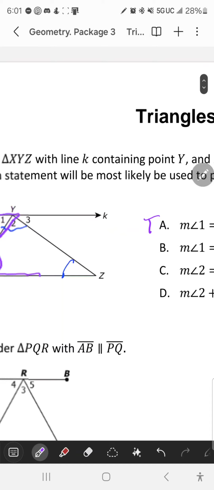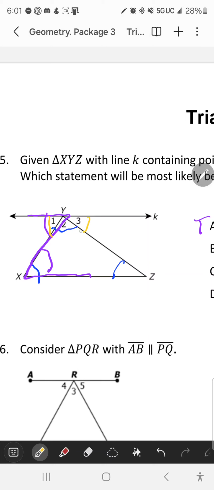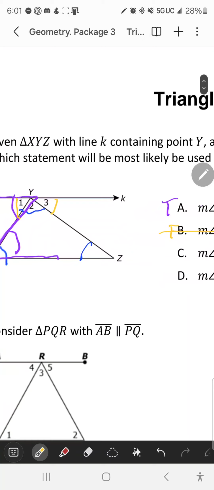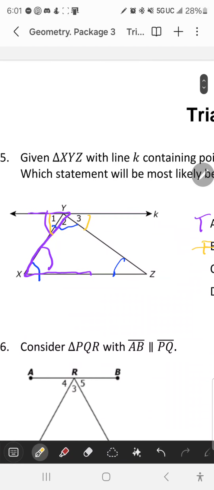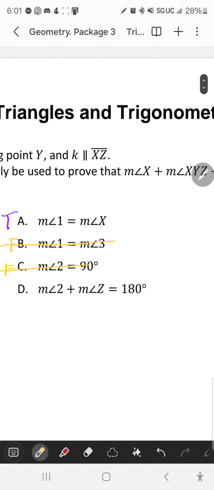Let's see, measure of angle 1 equal measure of angle 3. No, we don't have any property that establishes those two are equal. They could be equal, but we don't have anything to prove it. So this is false. Now measure of angle 2 equal 90 degrees. The same, it could be 90 degrees, but we don't have any property to prove it, so false.